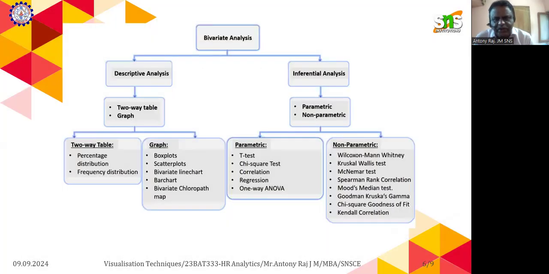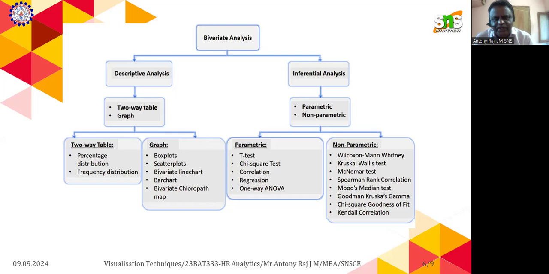These are some of the examples of bivariate analysis. Broadly, we can divide it into descriptive and inferential. In descriptive, a two-way table and a graph are used. In inferential, you use a sample and infer about the population, where you have parametric and non-parametric tests. Coming back to descriptive, in the two-way table, a percentage frequency distribution is a two-way table. Box plots, scatter plots, line charts, and bar charts are examples of graphs in descriptive analysis.